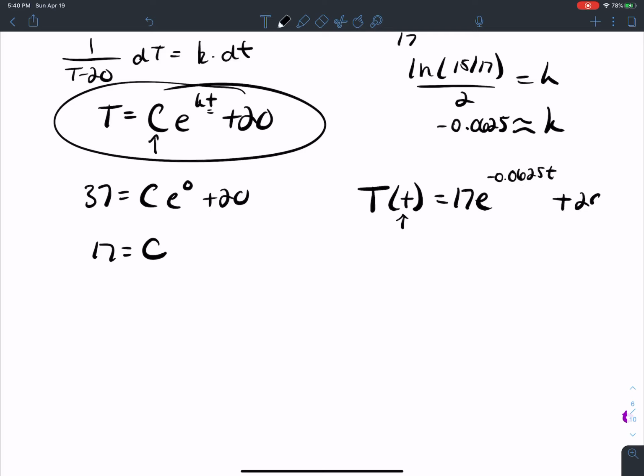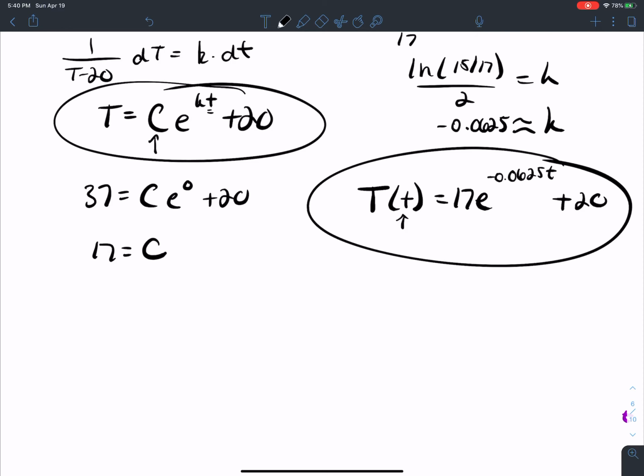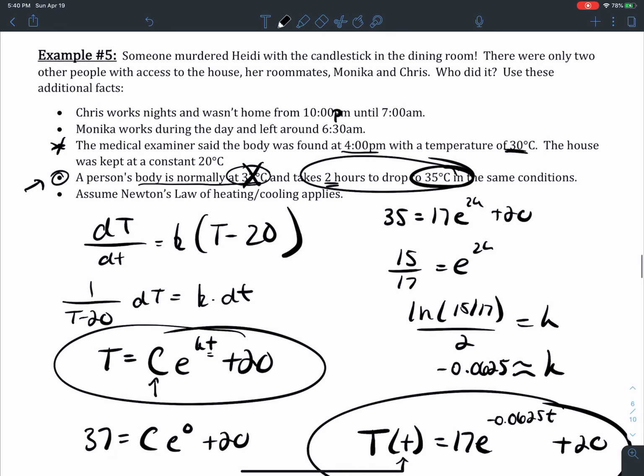Now t, remember, is the passing of time since she was murdered. So this 4 p.m. thing is really the only thing we haven't used yet, right? 4 p.m. is the final time, and t is hours since she was murdered. So if we can figure out the passing of time, we can just go backwards that time from 4 p.m. So we'll use this last fact.